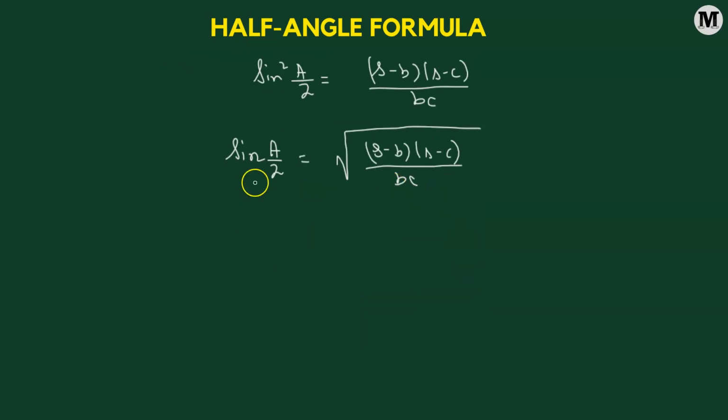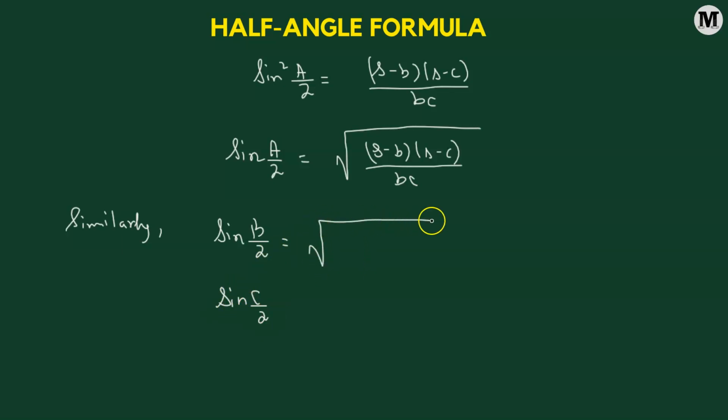Now that we have the formula for sine a over 2, similarly we can define the half angle formula for the remaining two sine functions. So we have sine of b over 2 and we need to express sine of c over 2. The best way to remember is, if we have the angle A here, then we consider the sides that are adjacent to angle A. So those are side b and side c. Now for angle B, we have the triangle A, B, C, where a, b and c are the sides opposite the vertices A, B and C.